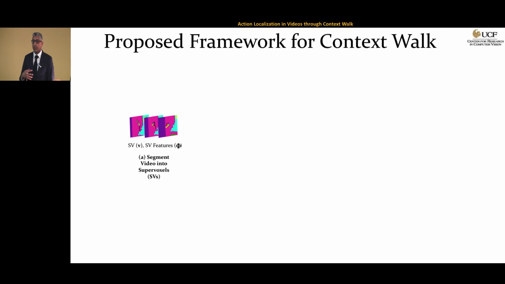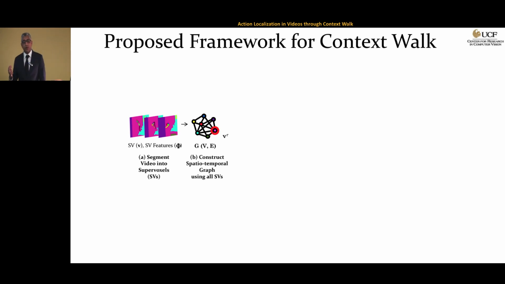You extract those Supervoxel regions as well as their features, and then you build an undirected graph. Now, in this graph, all those nodes are Supervoxels, and these edges are connected between spatio-temporal neighbors of all those Supervoxels. Now, once we have this undirected graph, we select a node, any node randomly to begin with. That's just like an initialization step.